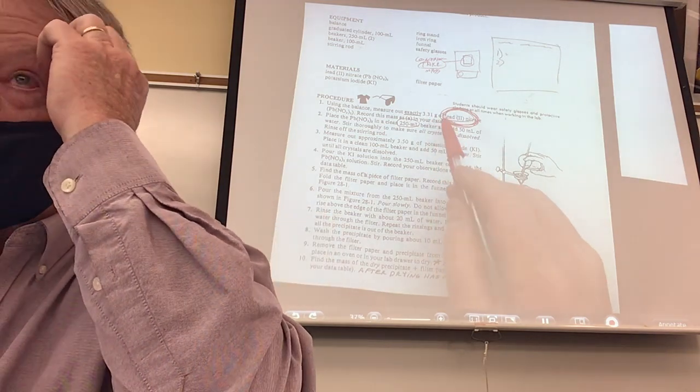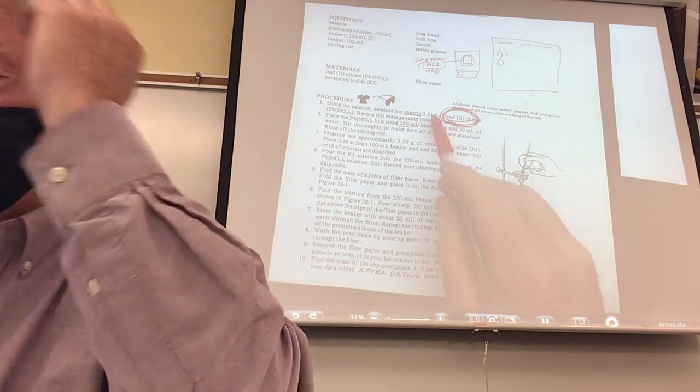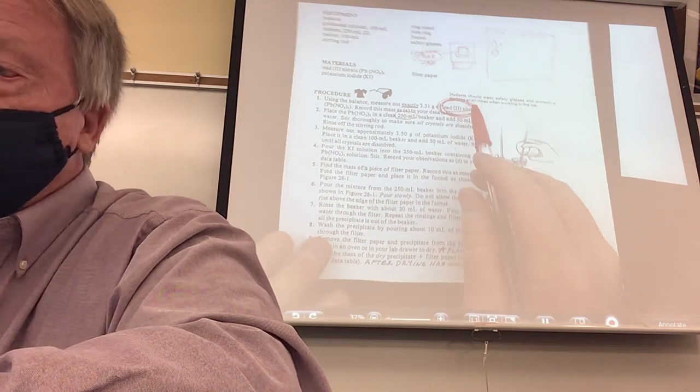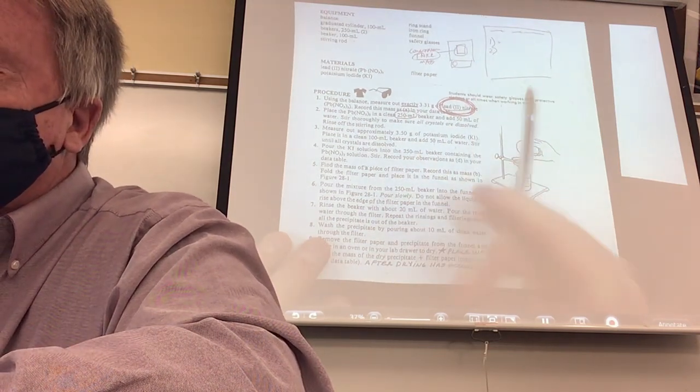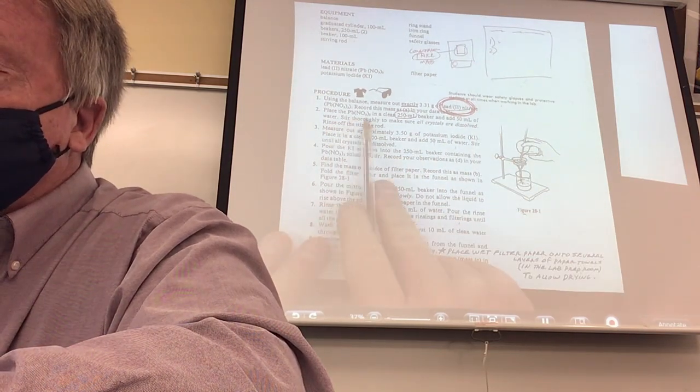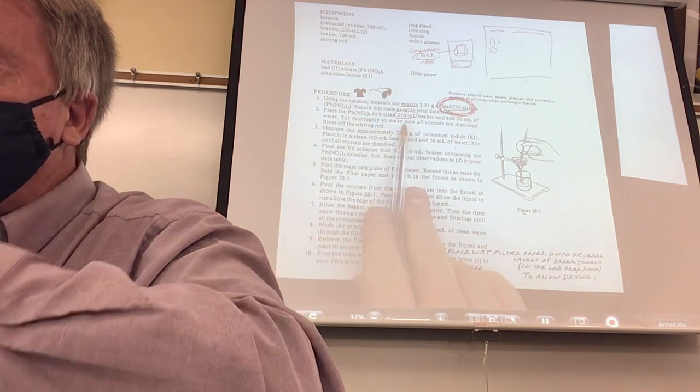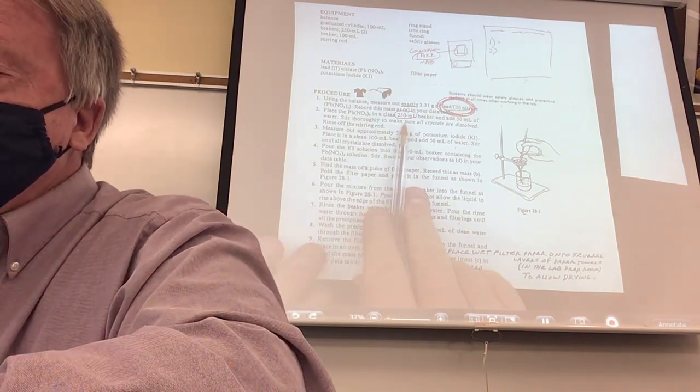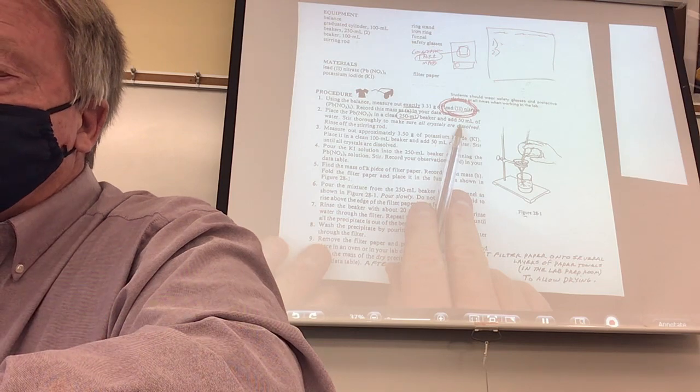Now I'm going to have 2 balances, okay? So he's going to be at 1 balance, and then what should the other person do? What's the next person going to do? Okay, place the chemical in a clean beaker, and then they're going to add 50 milliliters of water.